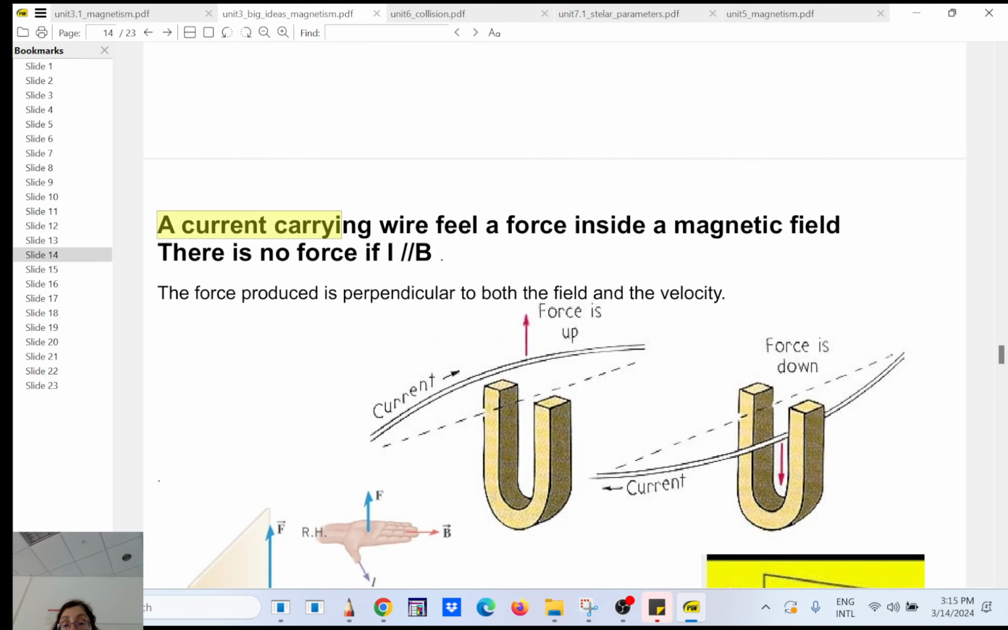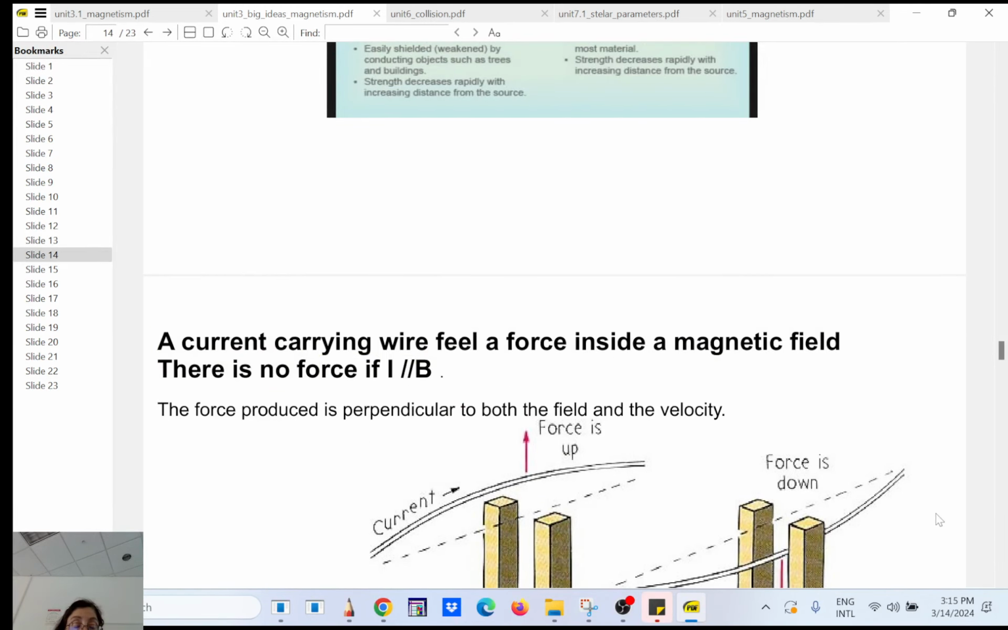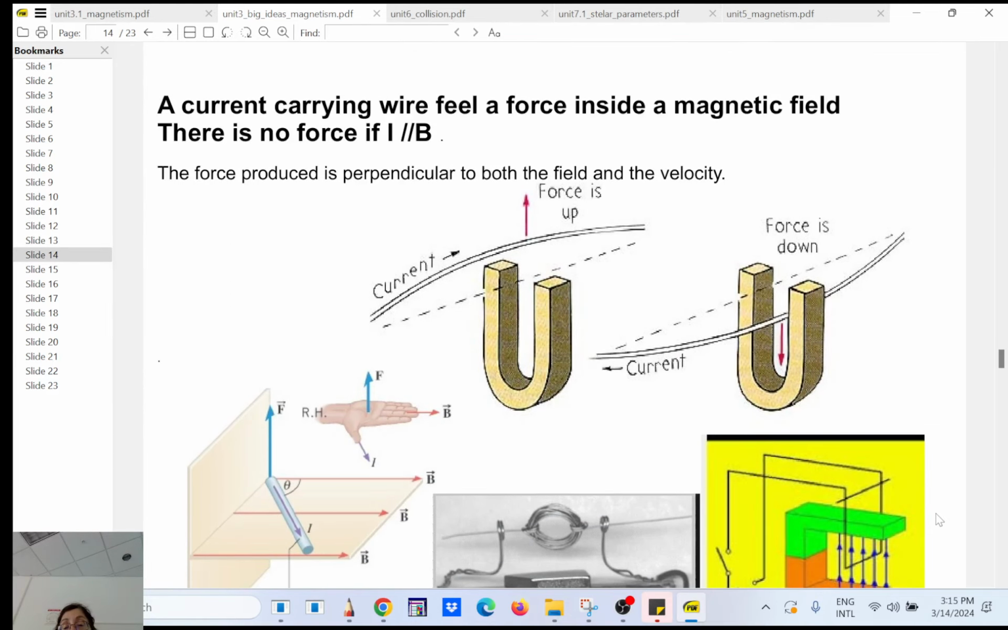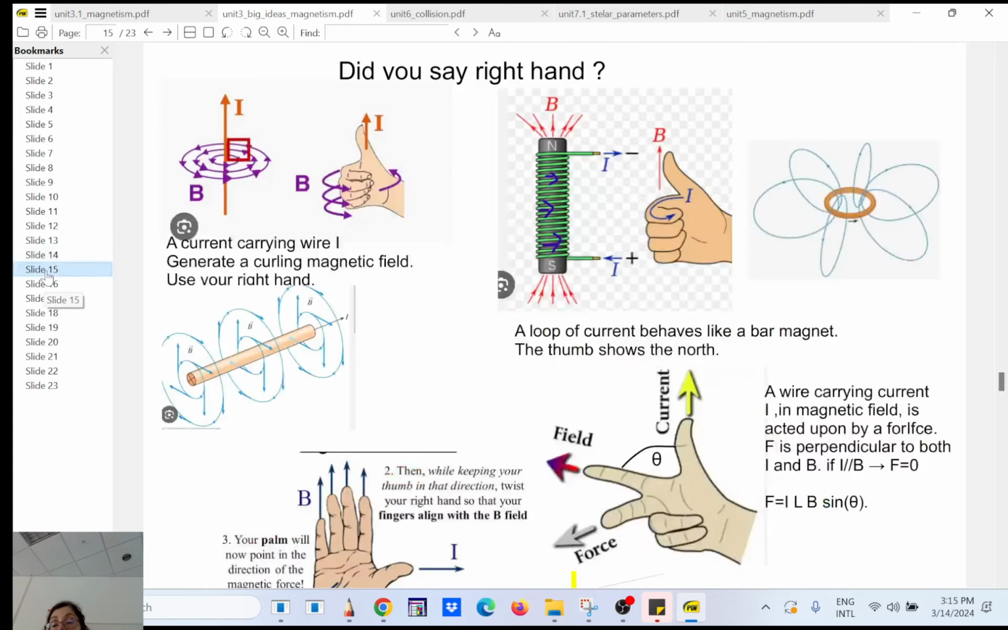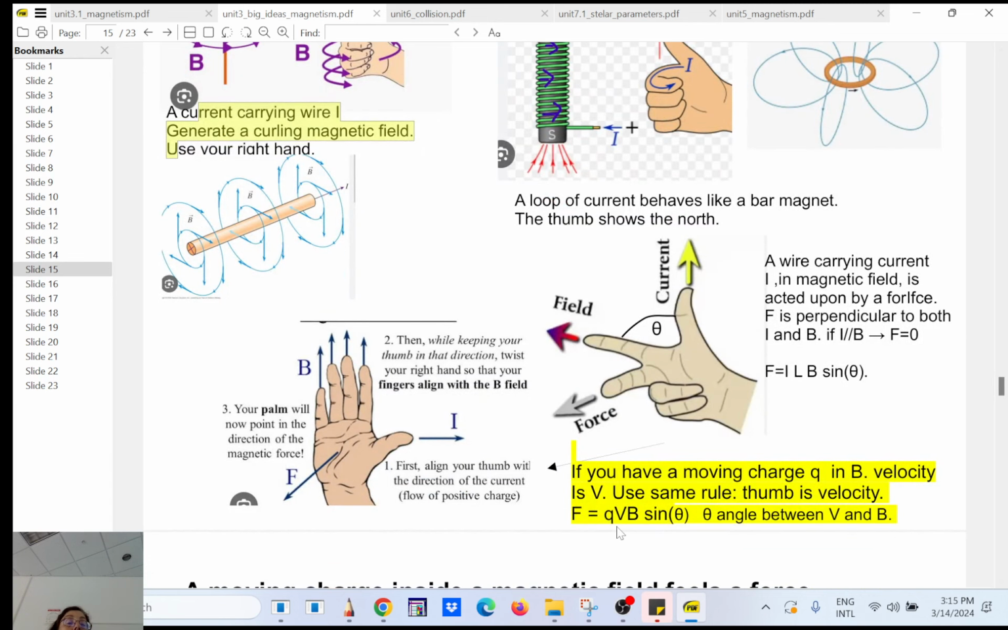So if you have a wire inside a magnetic field, a wire with a current flowing through it, it will be acted upon by a force. Turns out that you're going to have the same thing if instead you have a moving charge. If you have a moving charge inside a magnetic field, the moving charge will be acted upon by a force, okay? And that will be QVB.